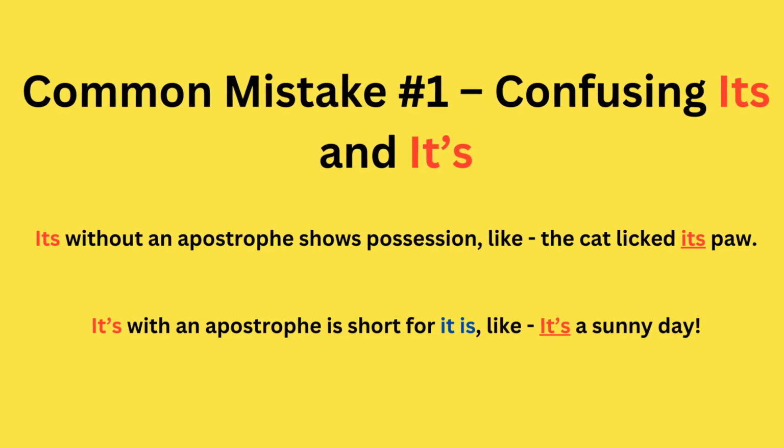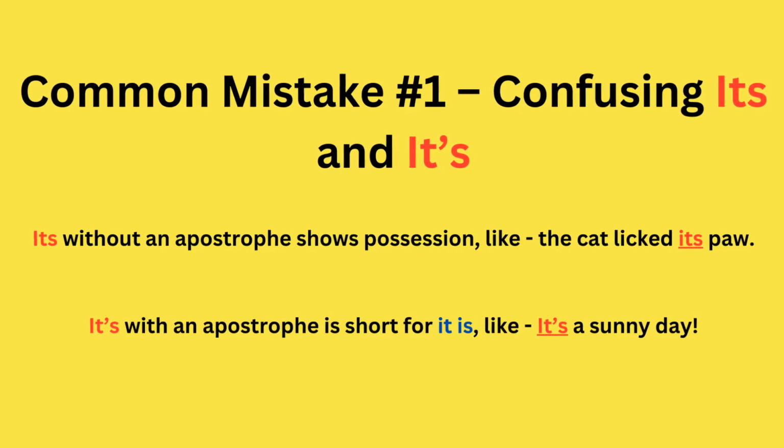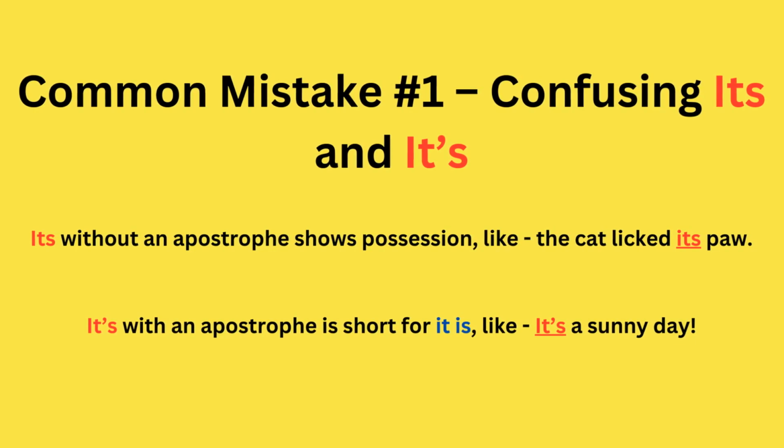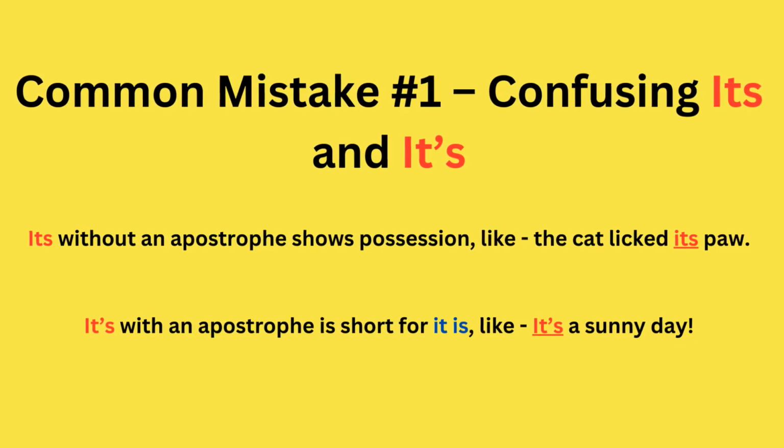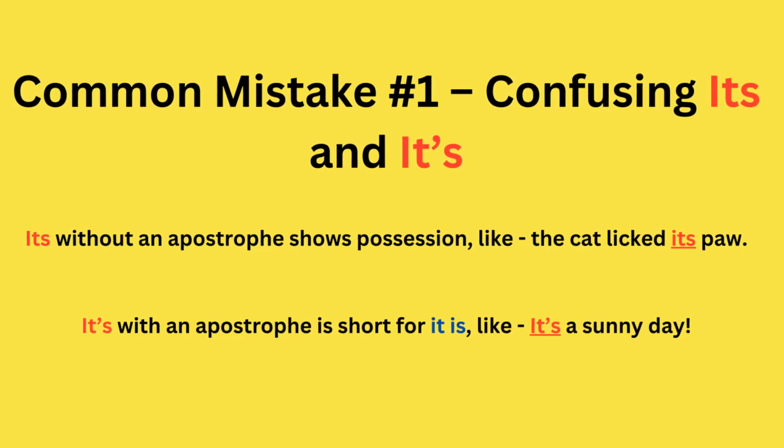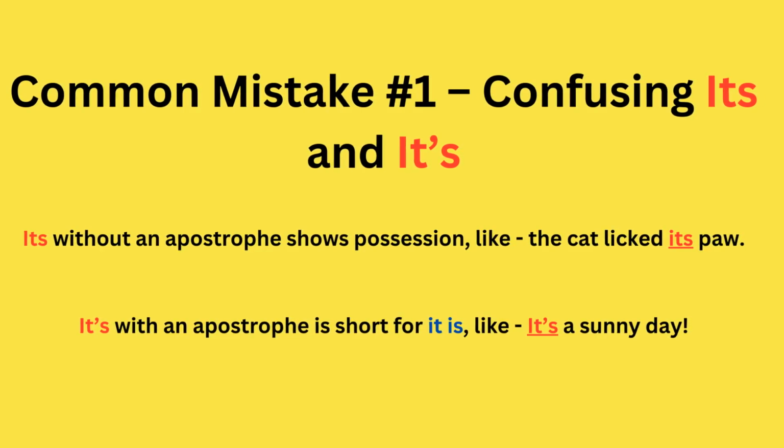Its without an apostrophe shows possession. For example, the cat licked its paw. It's with an apostrophe is short for it is. For example, it's a sunny day.